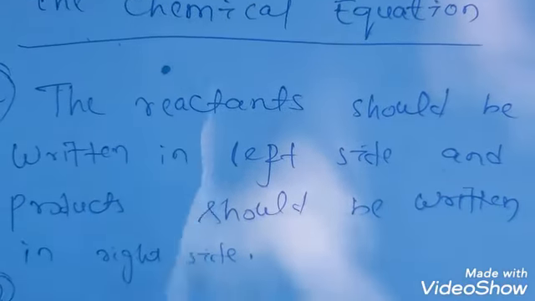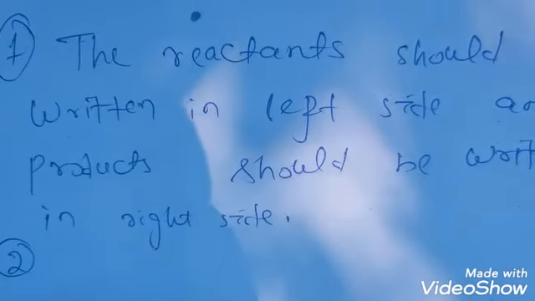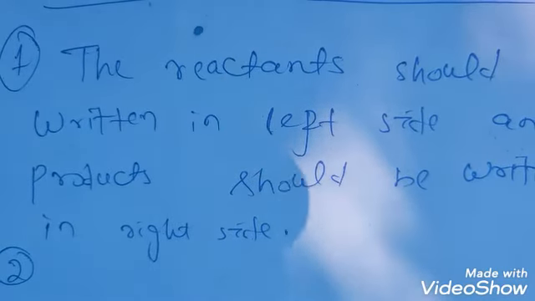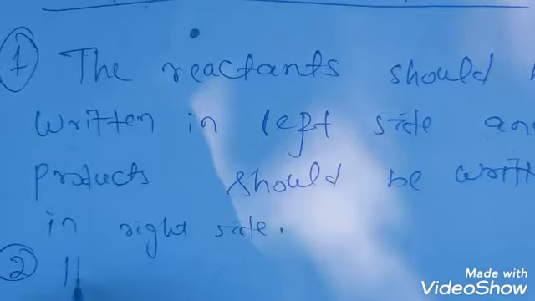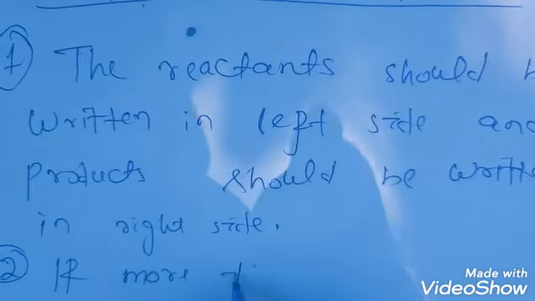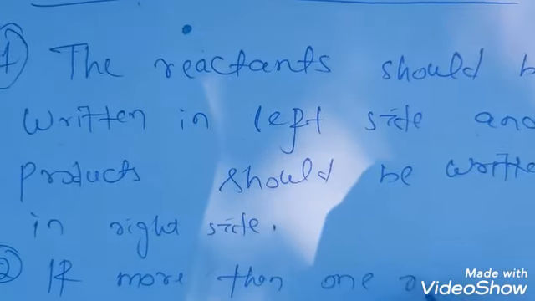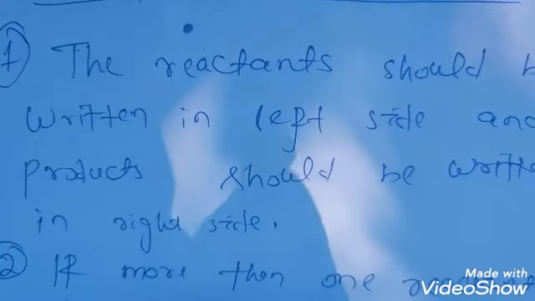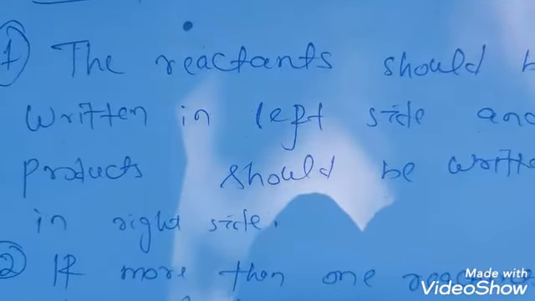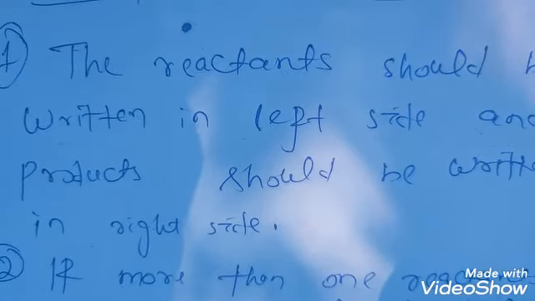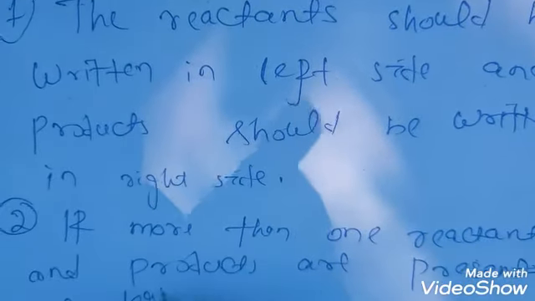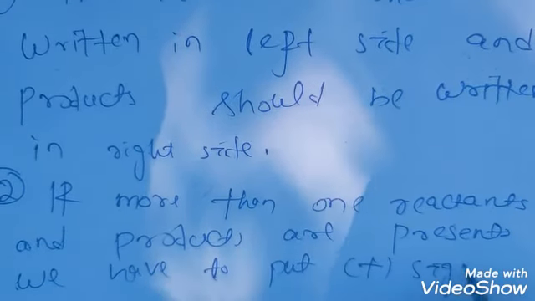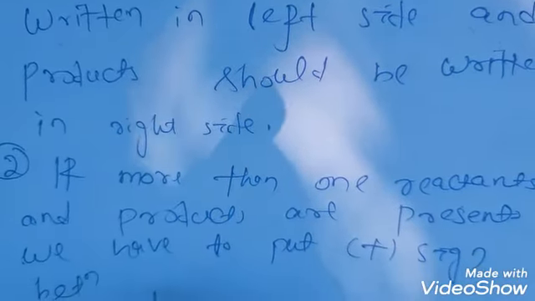The second process is, if there is more than one reactant or product present, then we have to put a plus sign. If more than one reactant and product are present, we have to put a plus sign between them.